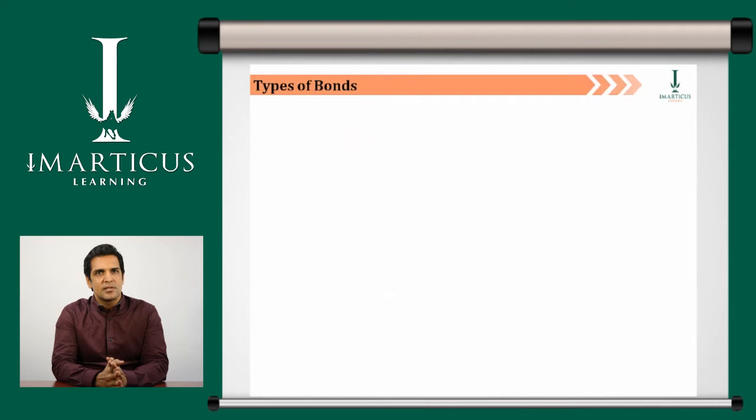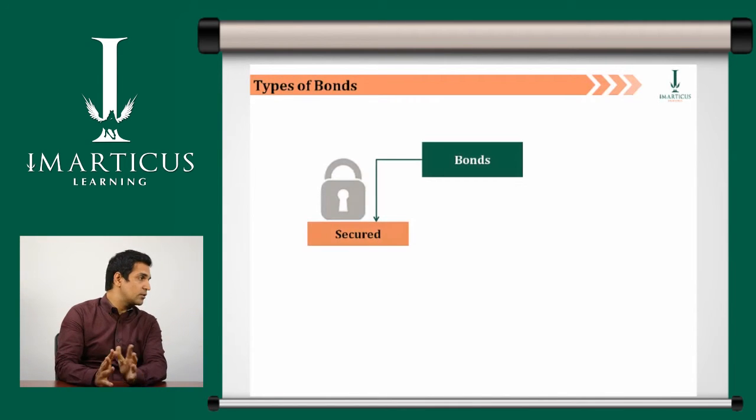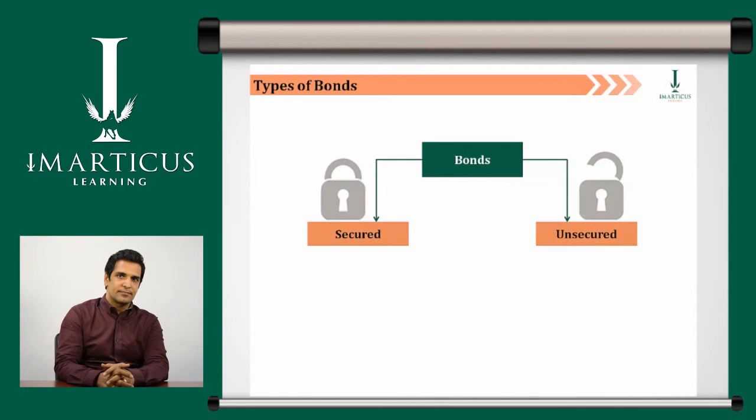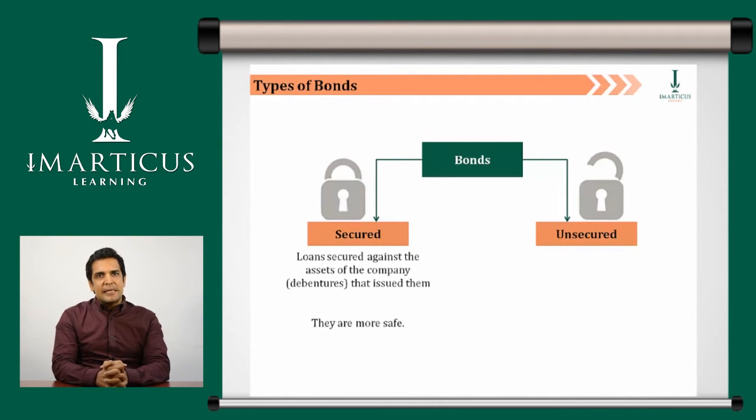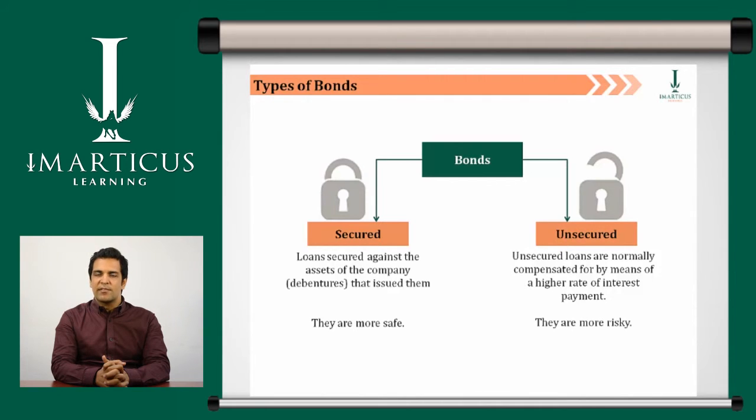Coming to types of bonds, we have two types: secured and unsecured. Secured bonds are guaranteed against the assets of the company that issues them, and usually the asset is debentures. Since there is collateral, secured bonds are safer. Then you also have unsecured bonds. Unsecured bonds are not secured against the assets of the issuer. They are normally compensated for a higher rate of interest payment, but are also more risky.